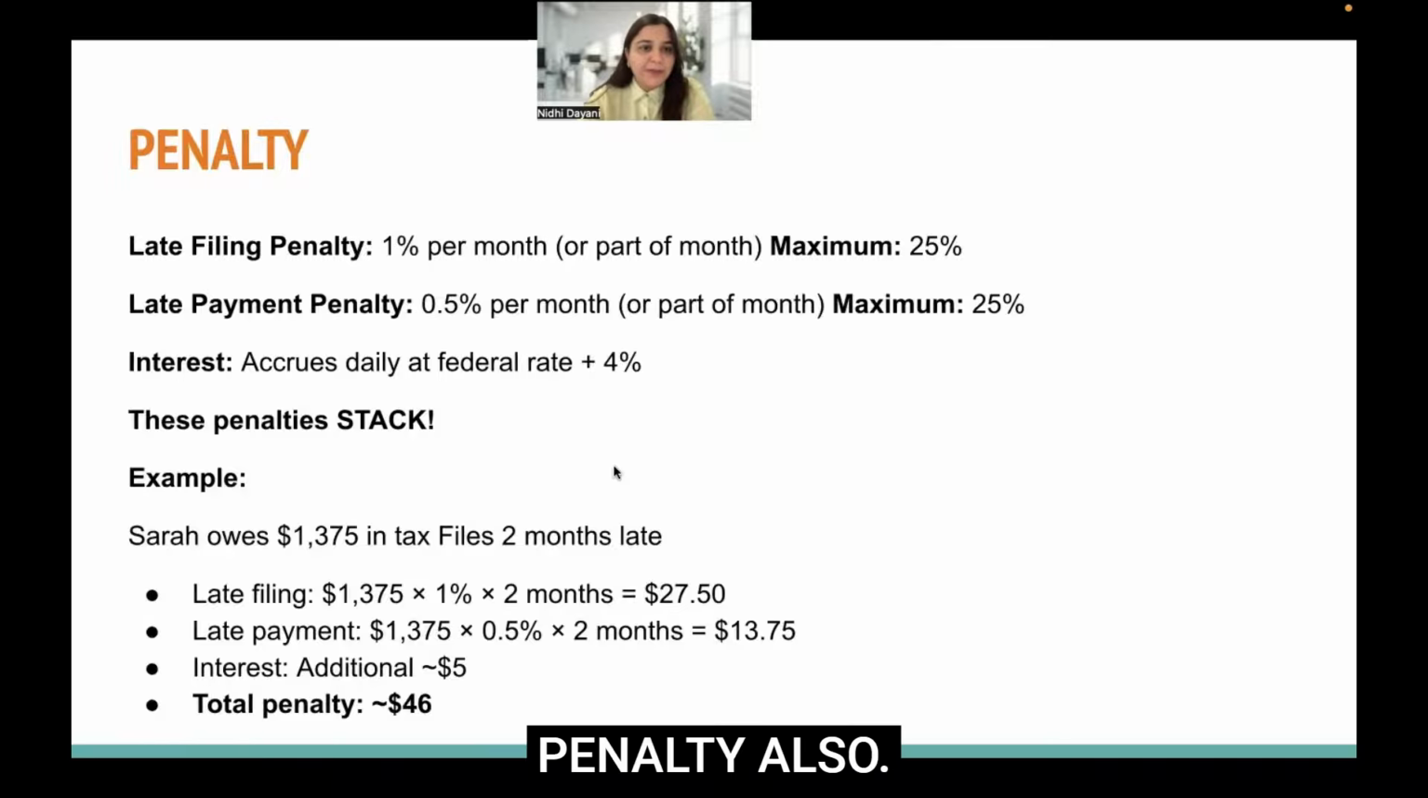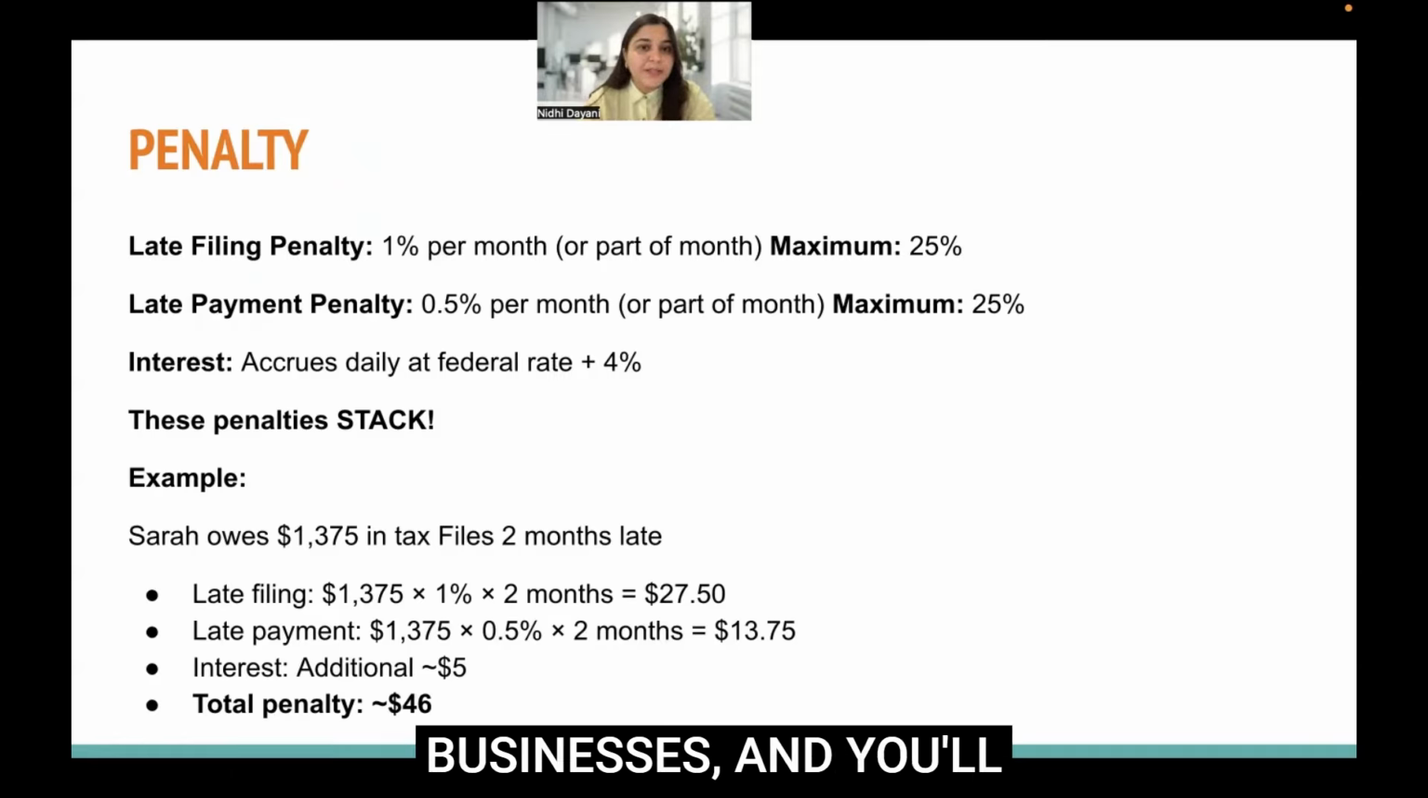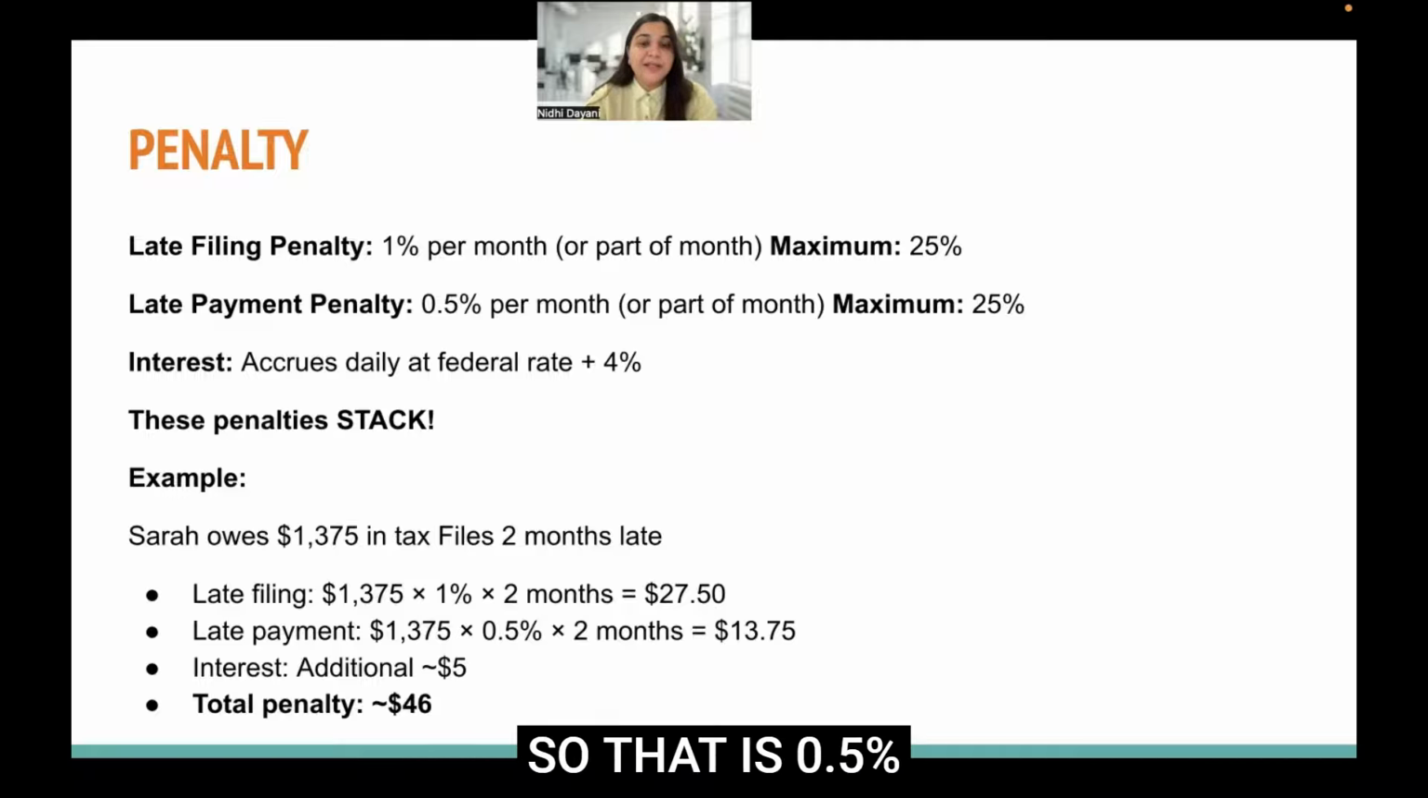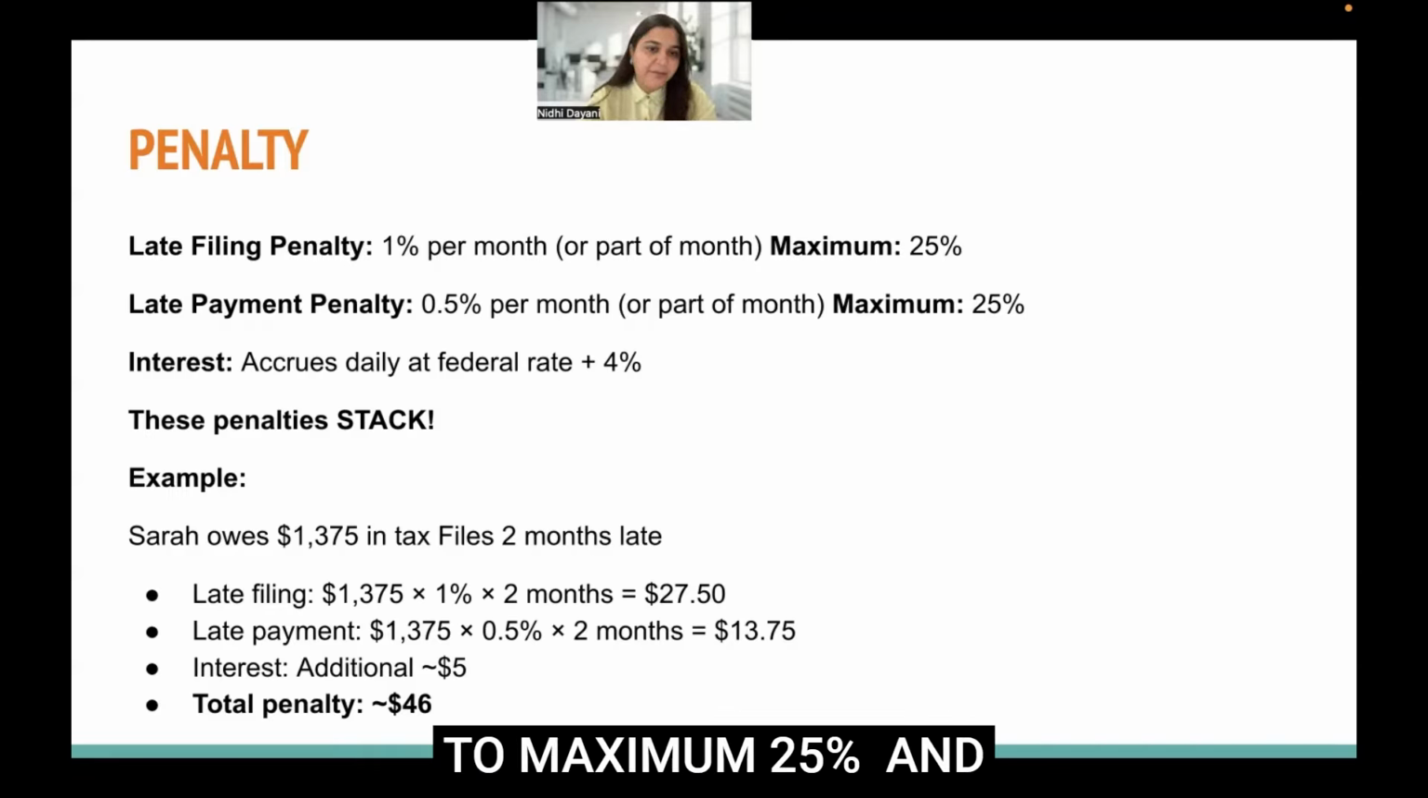Let's look at the penalty also. There is a late filing penalty, which is 1% per month. Now the sales are pretty heavy for most businesses, and you'll see 1% per month is also a lot of money that could actually translate into the potential fees that you would be earning. Maximum can go up to 25%, and a late payment penalty is also there. That is 0.5% per month. Again, that can go to a maximum of 25%, and interest also accrues on a daily basis.